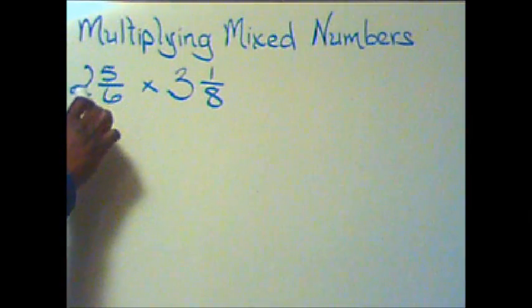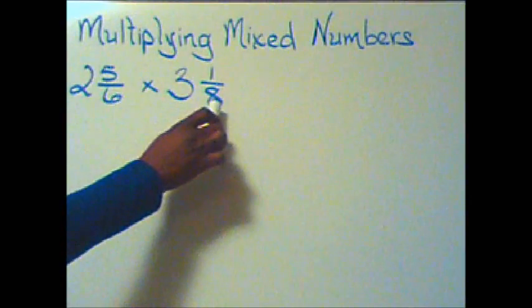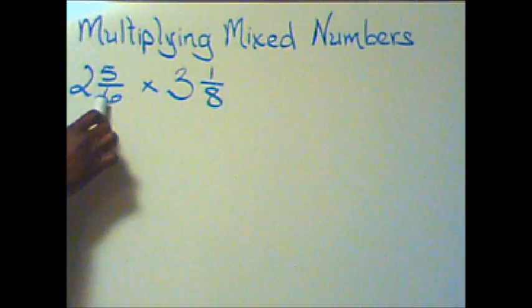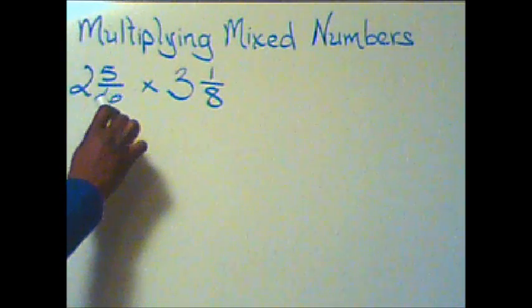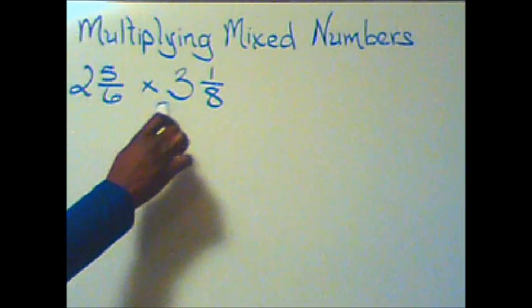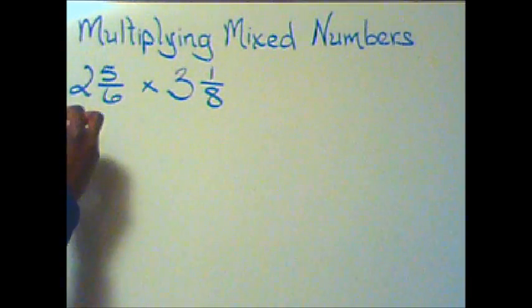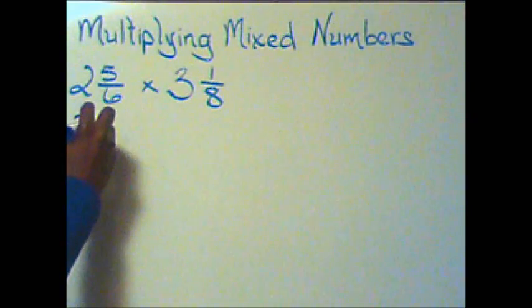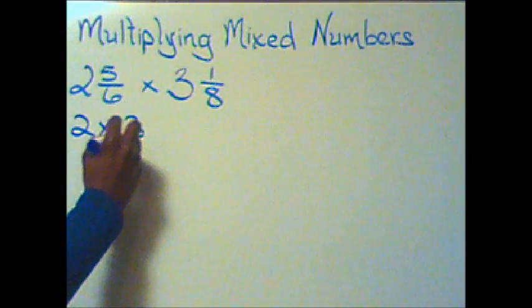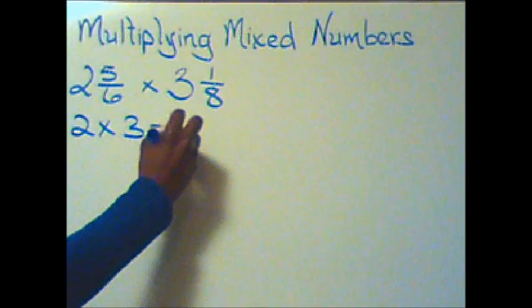Then we're going to multiply 2 times 1/8, 3 times 5/6, and lastly we will multiply our fractions and add everything together. So let's start. 2 times 3 equals 6.